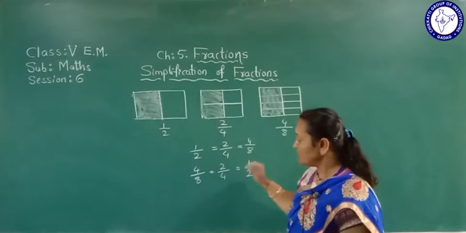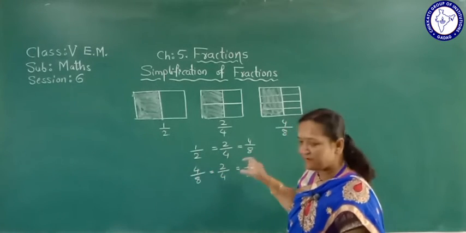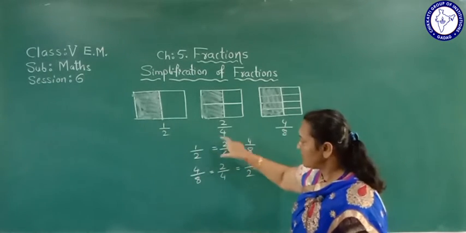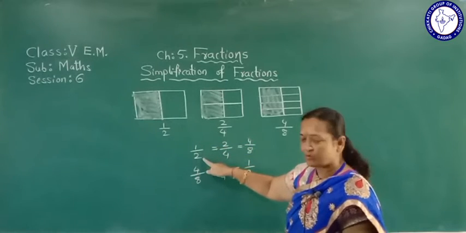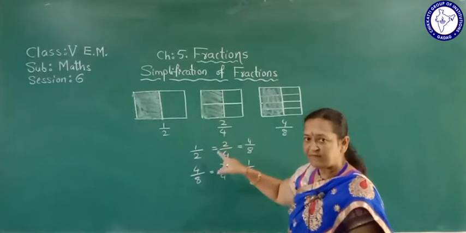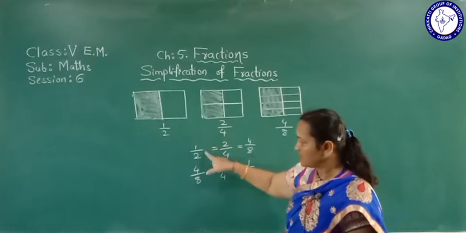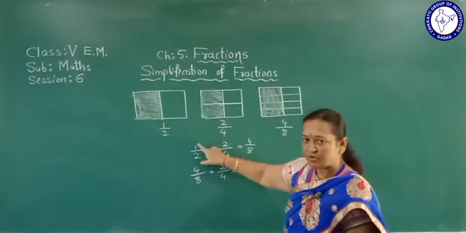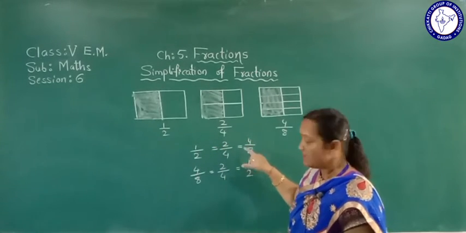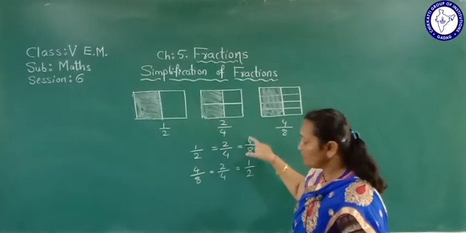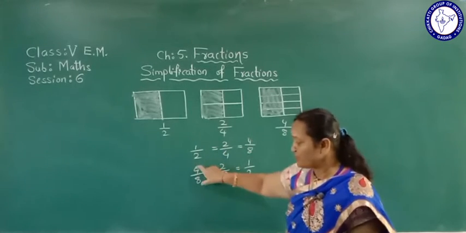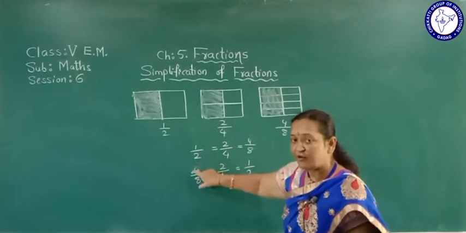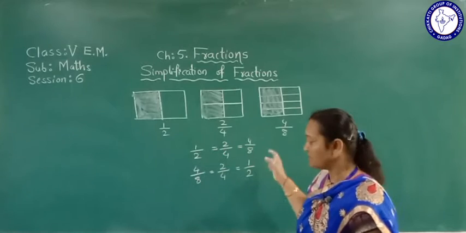Now how to convert this 4 by 8 to 2 by 4, or this 4 by 8 to 1 by 2? Here we multiplied the numerator and denominator by the same factor. 1 by 2, when multiplied by 2 by 2, gives 2 by 4. When 1 by 2 is multiplied by 4 by 4, we get 4 by 8. Now this 4 by 8, how should we convert it to 2 by 4, or to 1 by 2, let us learn that.